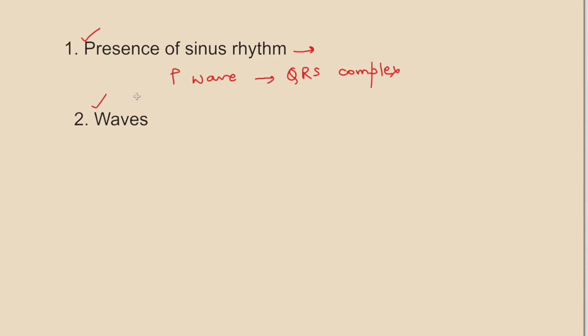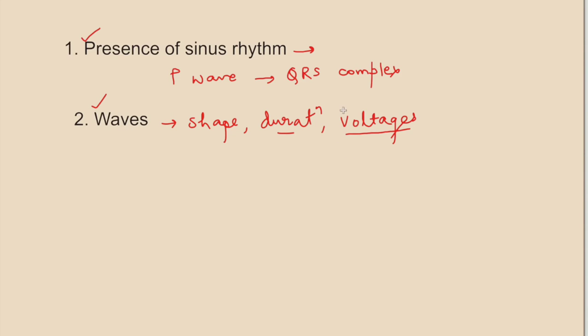Secondly, look at the waves. What is their shape, duration and voltages. Now voltages of the waves will vary in different leads. This we have discussed in some other video. Please check that out. The link for it is given in the description section. Why voltages of waves differ in different leads. But the duration will be the same in all leads.